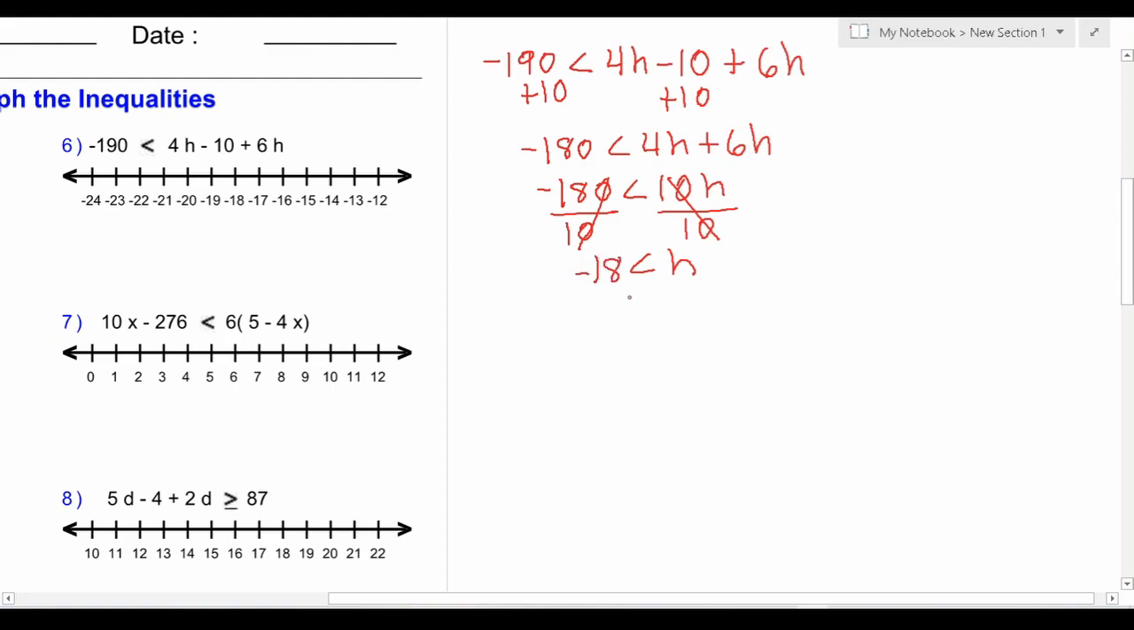In mathematics, it's customary to write your answer with the variable on the left-hand side. So let's go ahead and do that. We have h greater than negative 18.